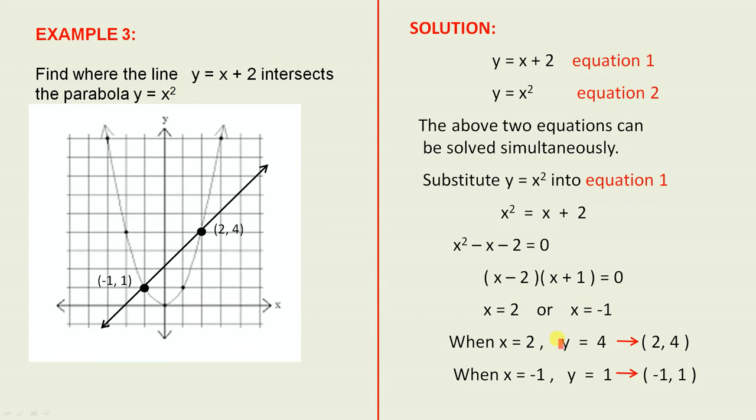So when x is 2, that gives us y equals 4. So one of the points of intersection is 2, 4. When x is negative 1, that gives us y is 1. So the other point of intersection is negative 1, 1. So here they are, 2, 4 and negative 1, 1.